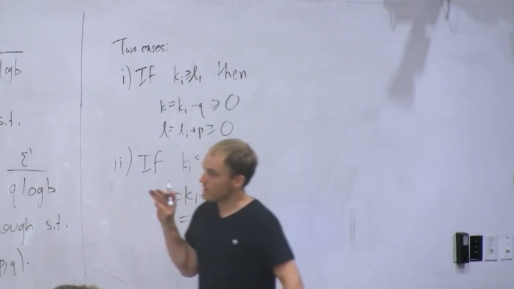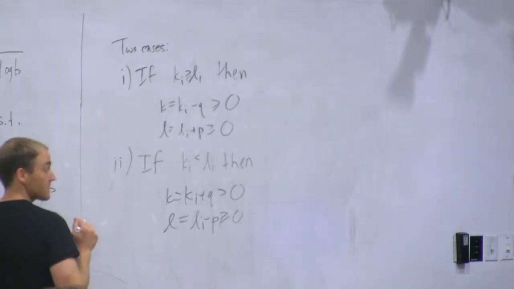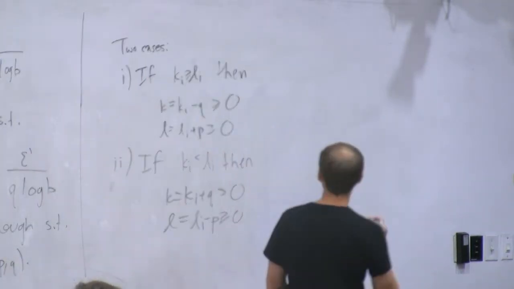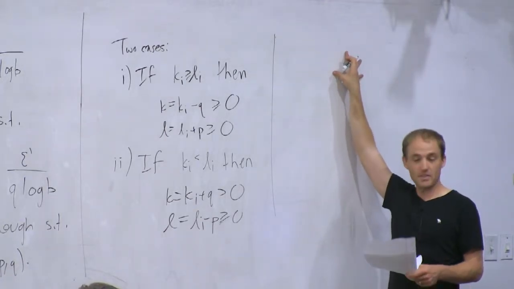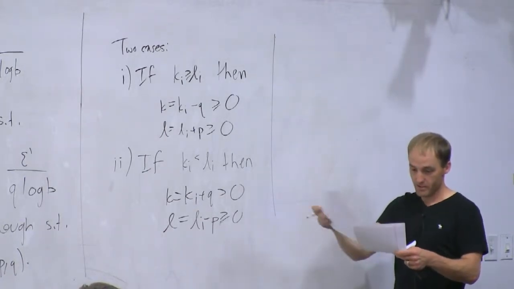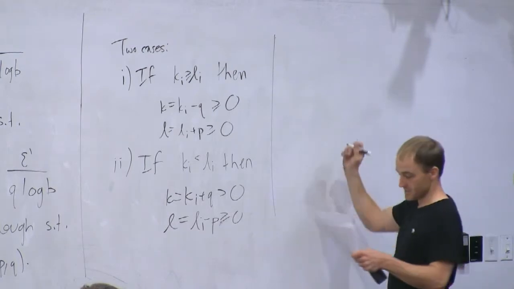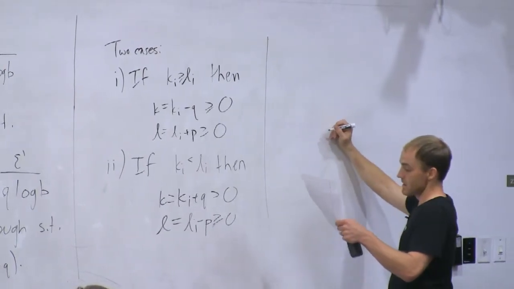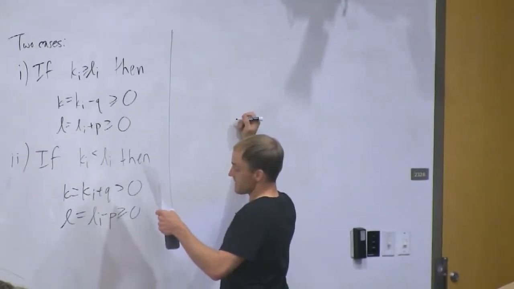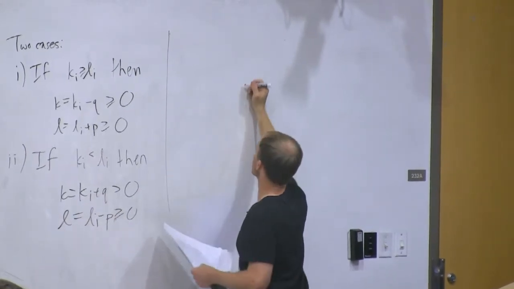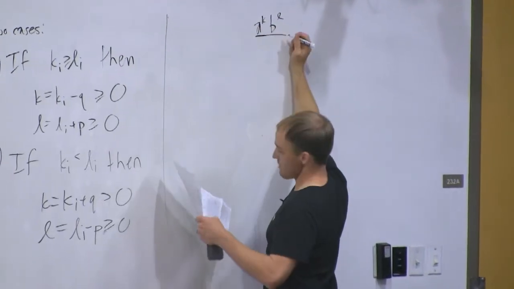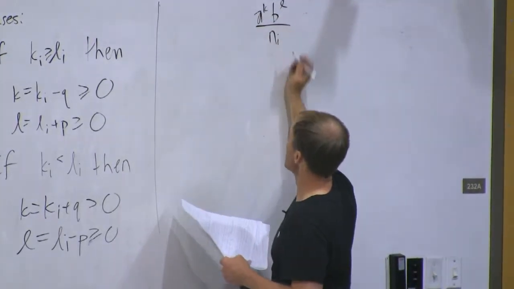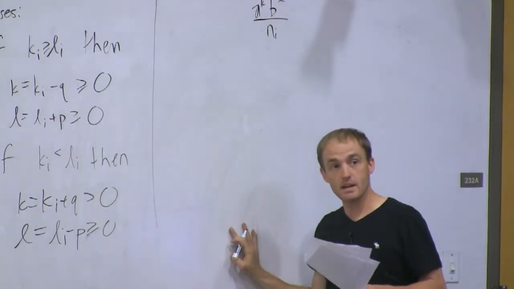Now, I need to finish the proof, but I'm out of space on the board. So can you see the top part of the board right here? Yes, I believe so. I think this is enough space to finish the proof of the lemma. So now the idea is that I want to consider the number a to the k times b to the l divided by ni. What can I say about this number?